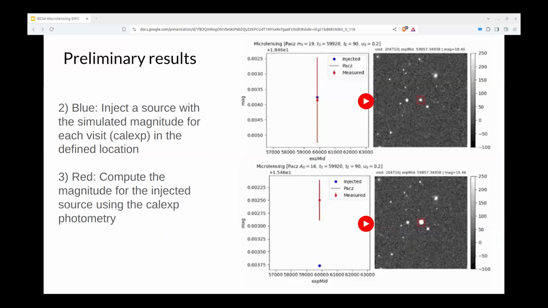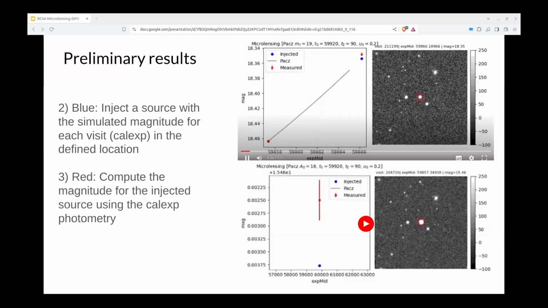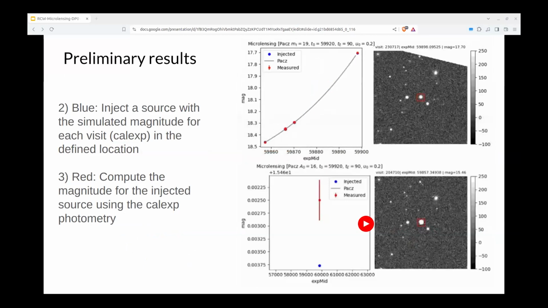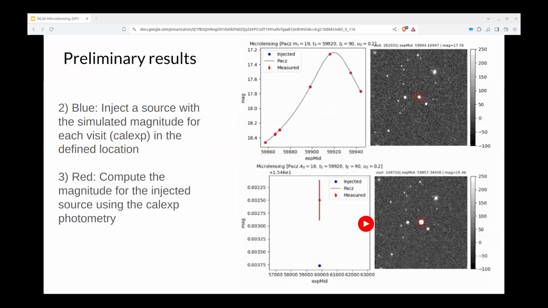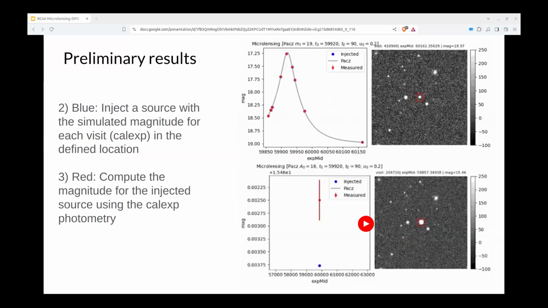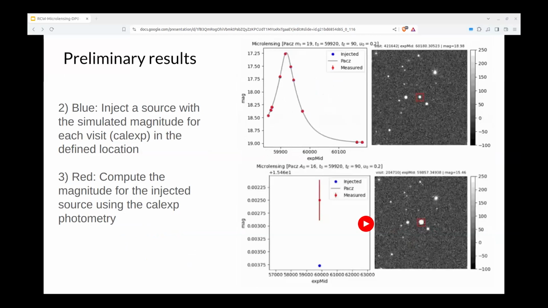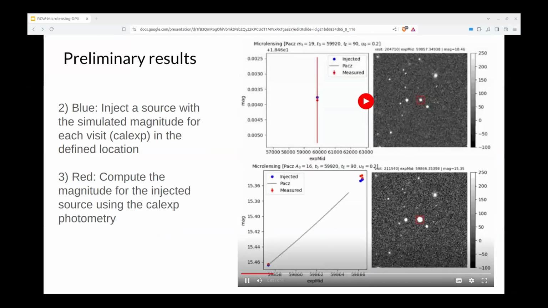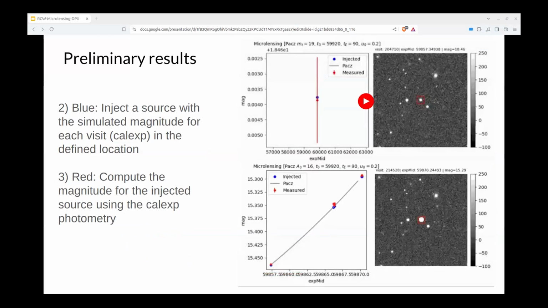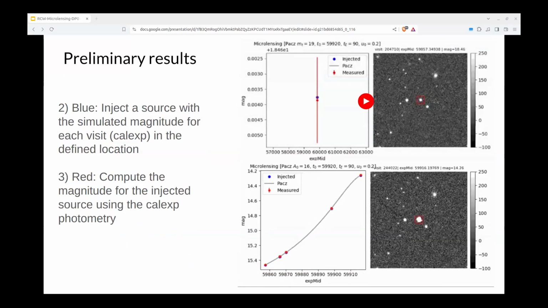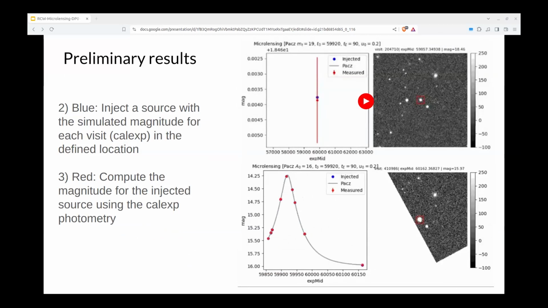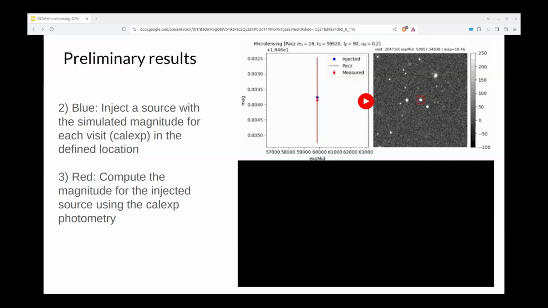Finally, here is the injected light curve in blue and the extracted one in red for the magnitude of 19, and a brighter case with magnitude 16 that I will show right now. Yes. So in the video, we can see the variability in time of the brightness, more clear in the case with magnitude 16.